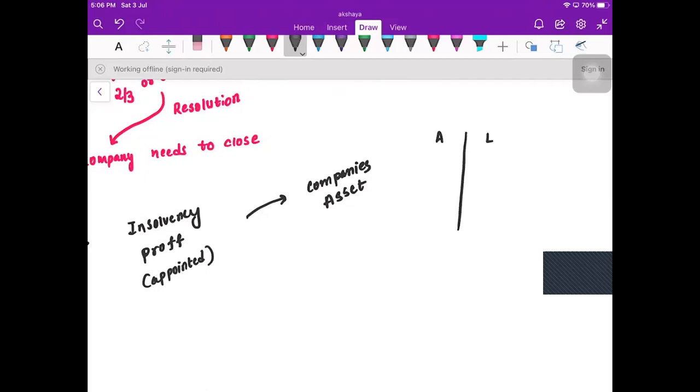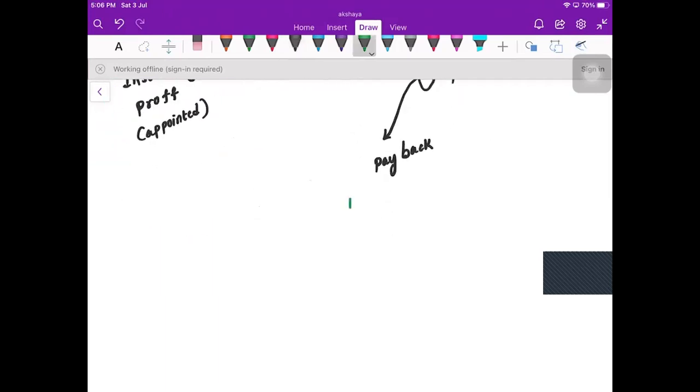They will sell all the assets which are there, and now they need to pay back. Now, whom first? First, it will be employees, because they are losing their jobs because of the company shutdown. So employees will be given salary, a salary of 12 months or 24 months. Advanced salaries will be given first.